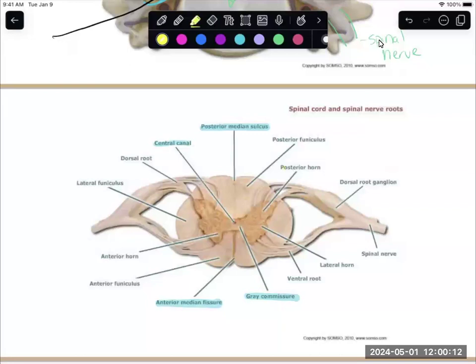We have our posterior horn. We have our anterior horn. You see that dorsal root ganglion, that spinal nerve. Coming off, we see those dorsal or posterior roots, and then we see those ventral or anterior roots.